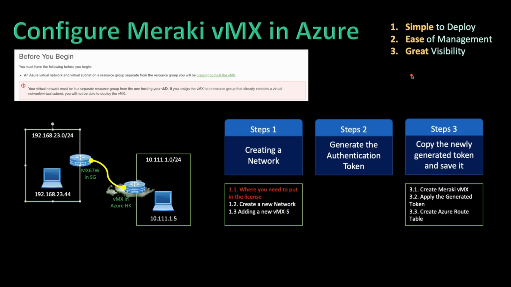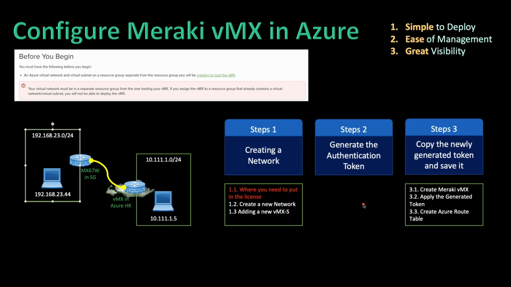So in this demo, it's going to be three very basic stages or steps. There are a couple of sub-steps in each of the steps that I've highlighted, but generally there are three basic steps. One is creating the network, two is generating a token, and three is creating the vMX in Azure and applying the token and the route table.